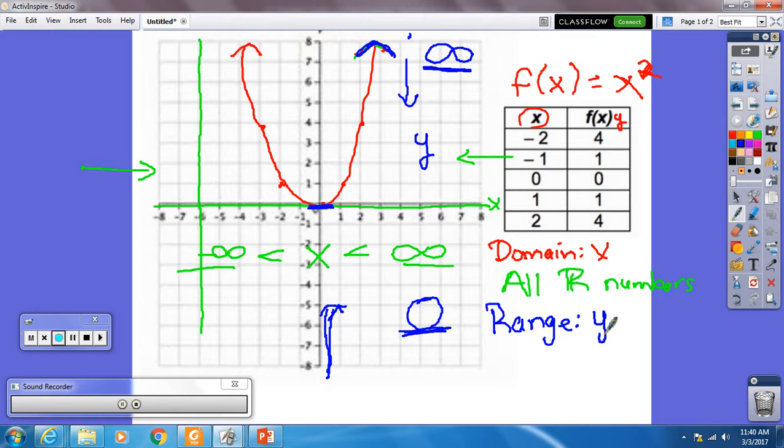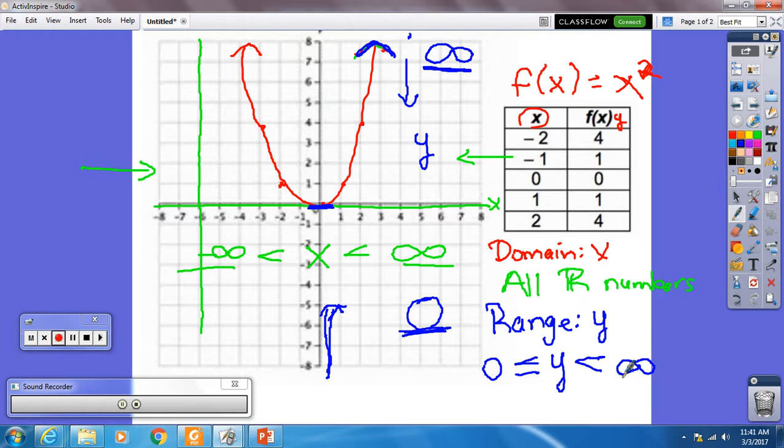Okay, and that's our y-axis. So now the y is going to be in between 0. Remember, the lowest number always goes to the left. The highest number always goes to the right. Now we know infinity. We're not going to include infinity, so it's just an arrow without the line underneath. But we are going to include 0.